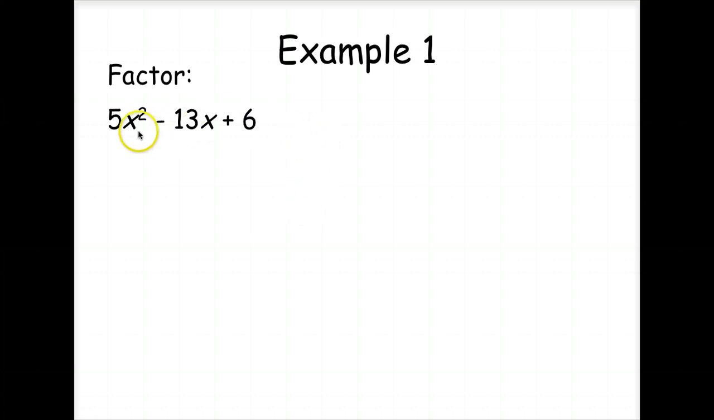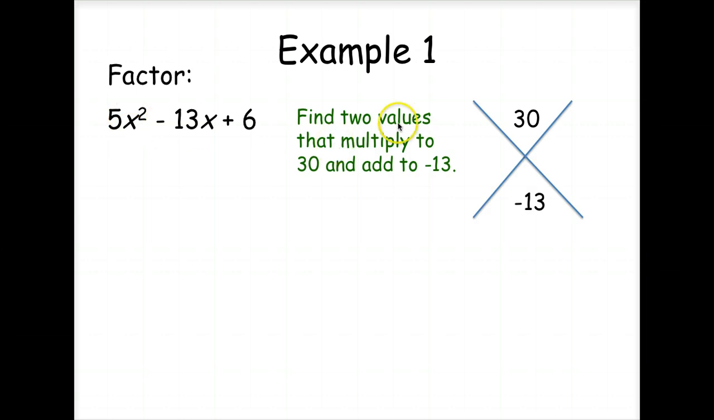First question, is there a greatest common factor? No. Second question, are there 4 or more terms so I can group? No. So then I'm going to look at my value of a. Is it equal to 1? No. So then I'm going to look at the AC method. I'm looking at a times c. 5 times 6 is 30. So I need factors of 30 that are going to add up to be negative 13. Factors of 30 that come out to be negative 13 are negative 10 and negative 3.